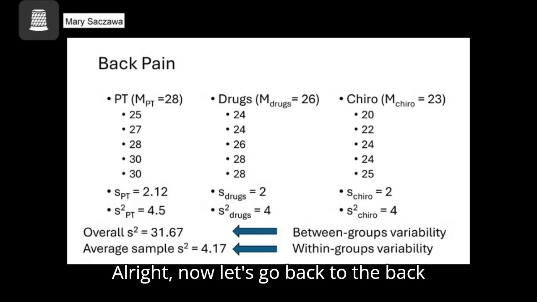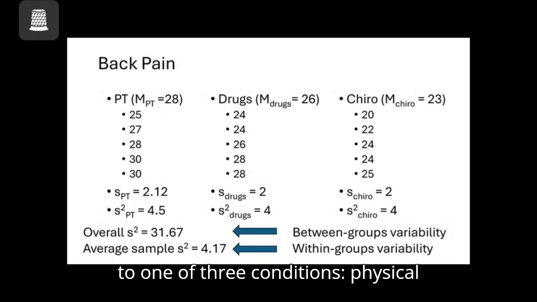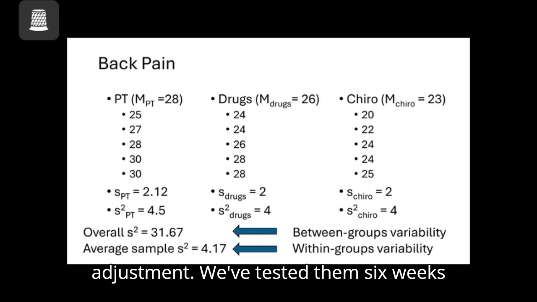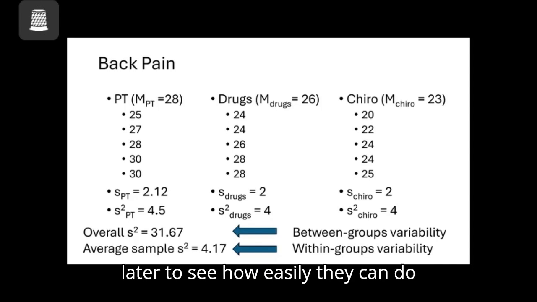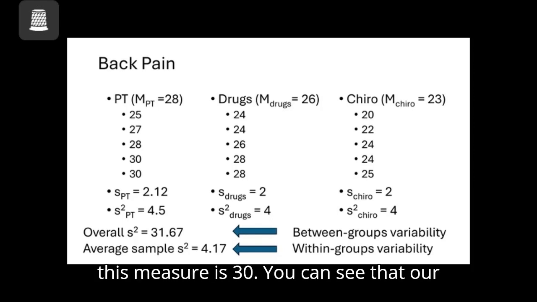All right, now let's go back to the back pain example. We've assigned participants to one of 3 conditions: physical therapy, muscle relaxers, or chiropractic adjustment. We've tested them 6 weeks later to see how easily they can do everyday tasks. In this one, higher scores indicate being more functional, indicating that they have less pain. Lower scores mean their pain restricts their daily activities, so they're less functional. The best possible score on this measure is 30.